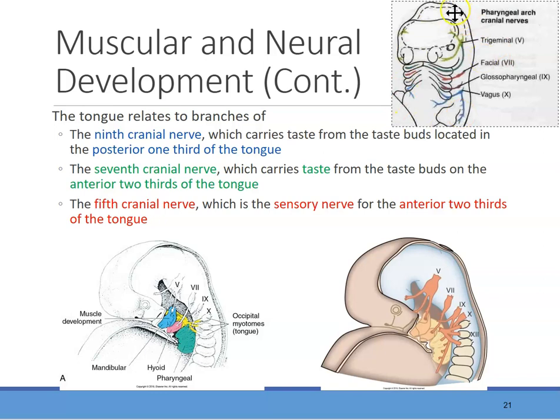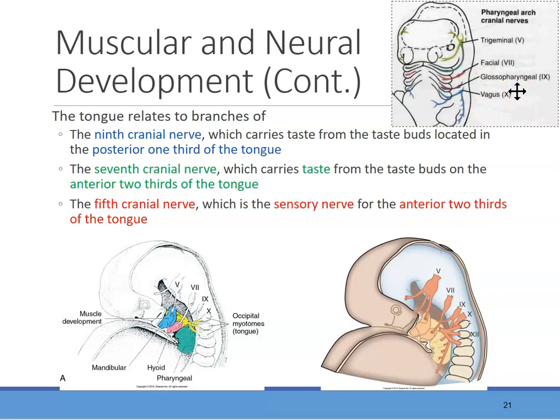This is the embryo again. We're looking at it from the front, and here you can see the arches. You can see that the first arc has the trigeminal nerve. The second arc has the facial nerve, which is the 7th nerve. The third arc has the glossopharyngeal nerve, which is the 9th cranial nerve. And the 4th arc has the vagus nerve, which is the 10th one.